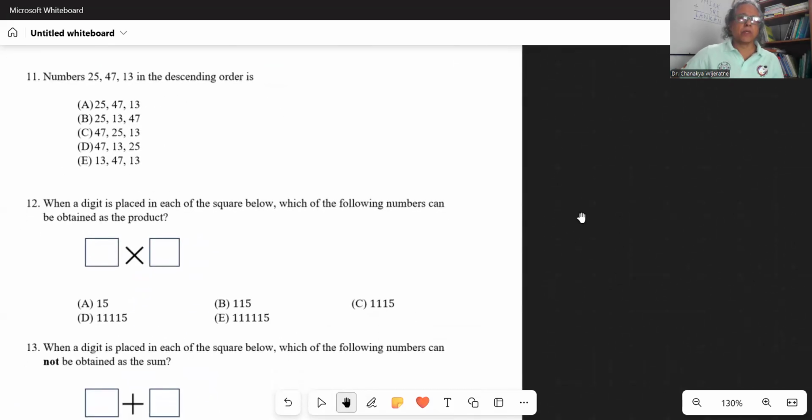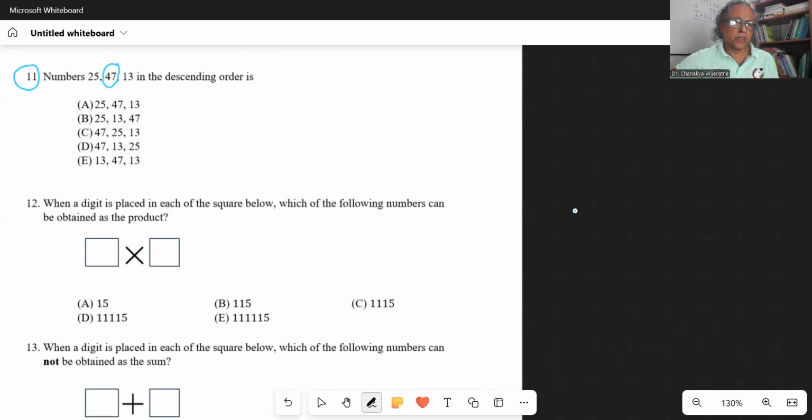Here we are given the numbers 25, 47, 13. We need to order them in descending order. It means that we need to start with the biggest number and then decrease, putting them in decreasing order of magnitude, right? Now here, the biggest number is 47, so this descending order has to start with 47. So we can eliminate the other answers.